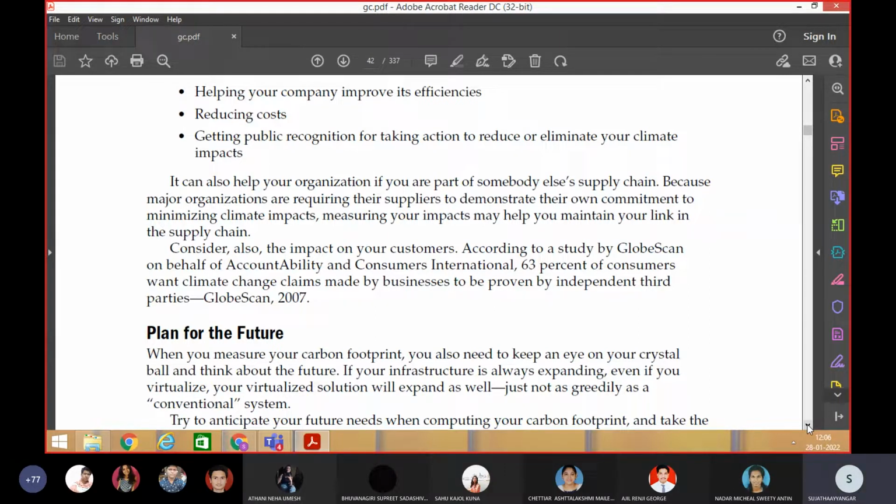So because major organizations are requiring their suppliers to demonstrate their own commitment to minimizing climate impacts, measuring your impacts may help you maintain your link in the supply chain. Consider also the impact on your customers. According to a study by GlobeScan on behalf of Accountability and Consumers International, 63% of consumers want climate change claims made by businesses to be proven by independent third parties.